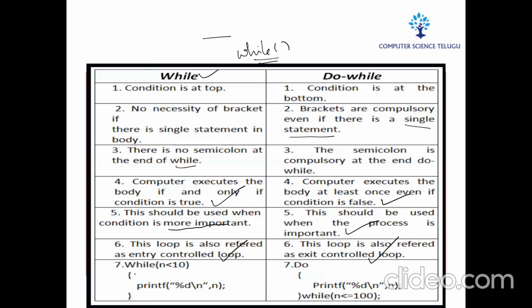So this is an example for while n less than 10, and it will print the value of n. If you assume n is equal to 1, it will print values 1 to 9. And assume here n is equal to 1, so it will print the values 1 till 100.